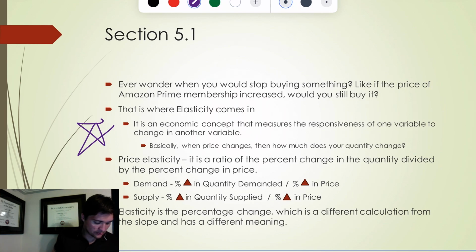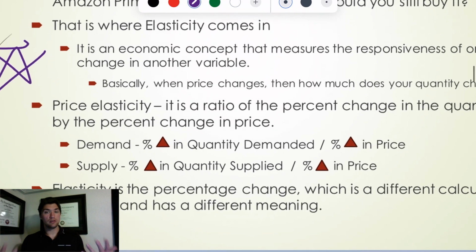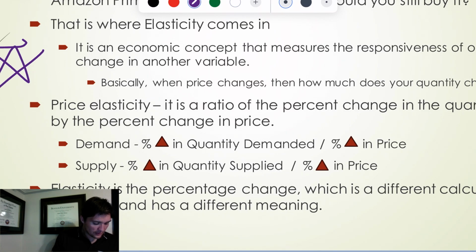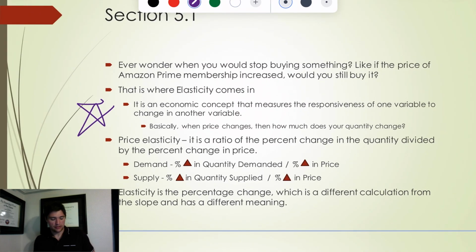So if we're talking about demand, guess what we're going to be using? Quantity demanded. So we're going to be looking at the percent change in quantity demanded divided by the percent change in price. If you're looking at supply, you're going to be looking at the quantity supplied. Same idea, right? We're looking at the percent change, but now you're going to be using quantity supplied.